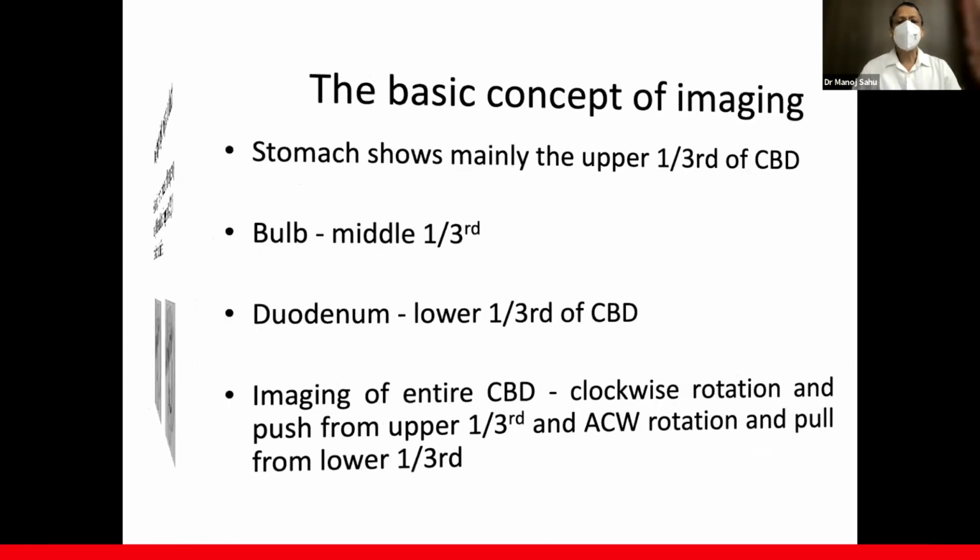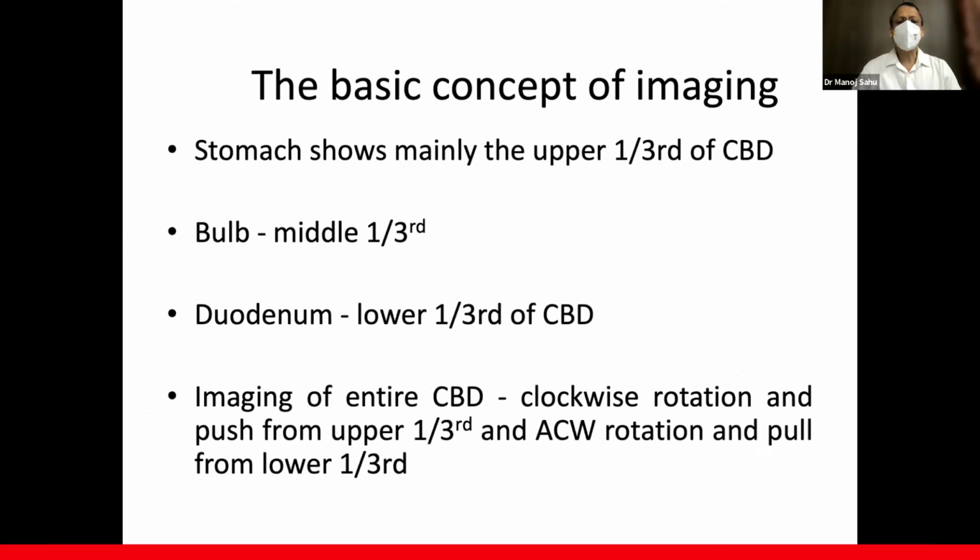So the basic concepts of imaging from the stomach: we see mainly the upper 1/3 of the CBD, and we can follow the middle and the lower third of the CBD. Suppose you are at the GE junction, the upper 1/3 of the CBD is seen, and the CBD can be followed, the mid part and the upper part. You can see the pancreas also if you follow the CBD. From the duodenal bulb, the middle 1/3 of the CBD, by clockwise and counterclockwise maneuvers, you can see the upper and lower parts of the CBD. From the duodenum, again, the lower third of the CBD, but you can see the other parts of the CBD by different maneuvers.